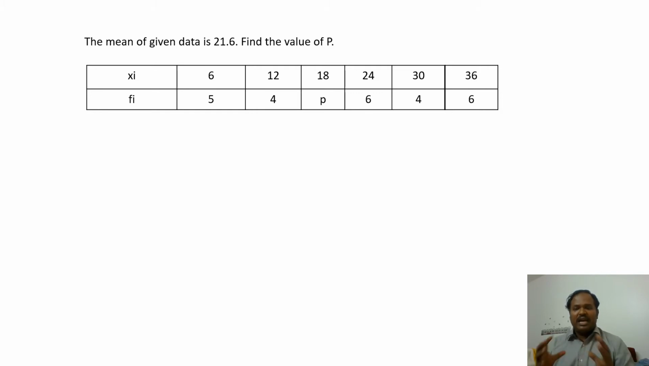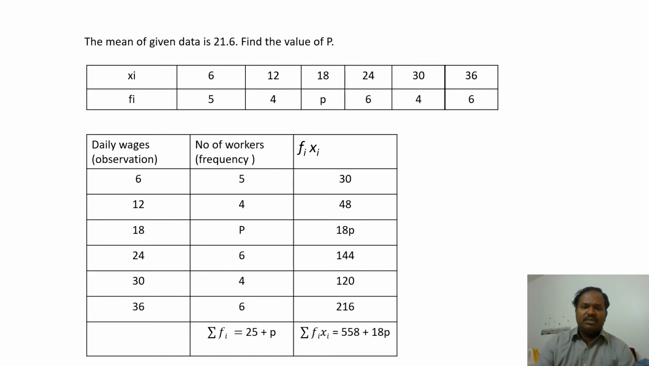The mean is already given, so we have to think of the direct method. We have to find the sum of all observations, which means 6 comes 5 times, therefore 6 times 5 is 30, 12 comes 4 times, 12 times 4 is 48, and 18 times p. That's where you need to be a little more careful. It's a product of a number with a variable, so it will be just 18p. Then 24 times 6, 30 times 4, and then 36 times 6.